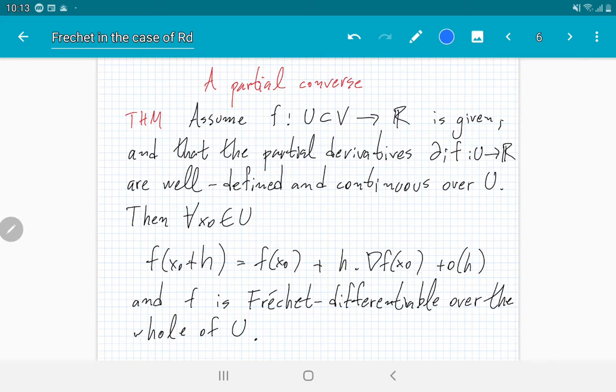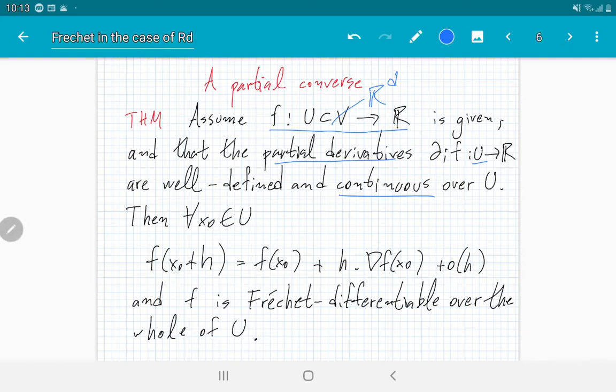And here's its statement. Now I'm assuming that I have an f defined over an open set U in V, where V is R^d. And the important assumption is that the partial derivatives exist over the whole set U, and they're continuous. So it's not just that the partial derivative exists at a point, it exists at all points, and moreover, it's a continuous function of the point.